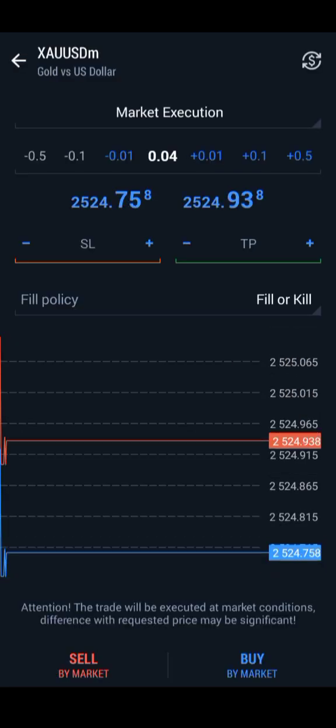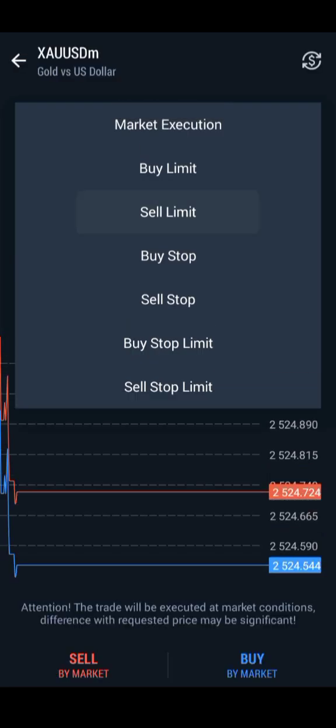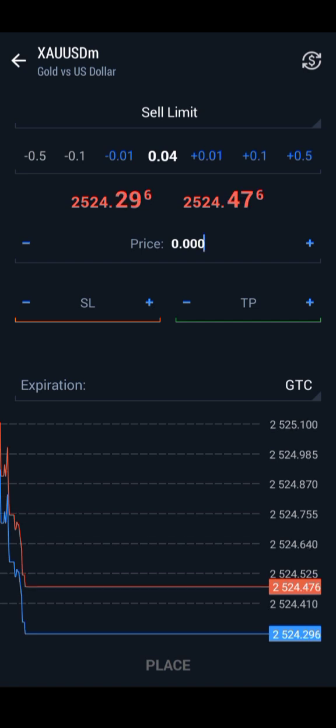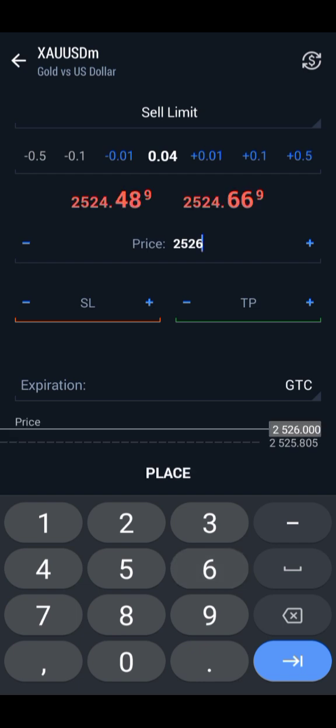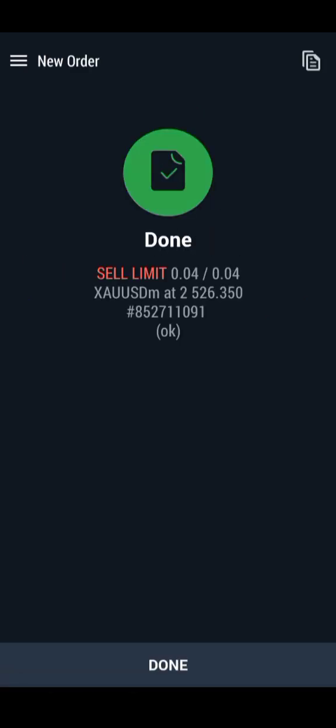Go to new order. Then click on what? Sell limit. So when I click on sell limit, I will click 2526.350. So whenever it is here, let it take me in. So I've already pressed the order.